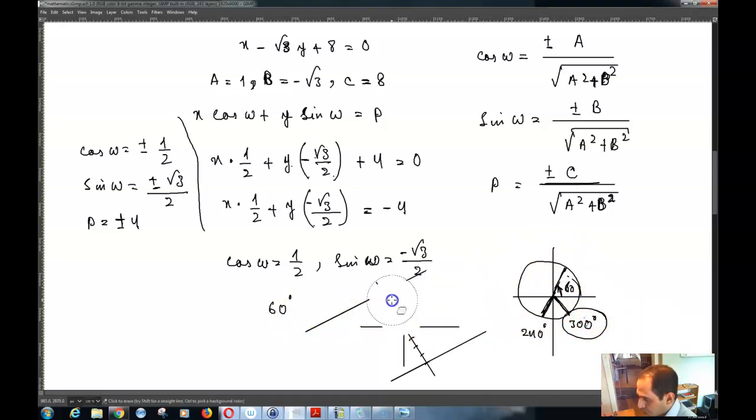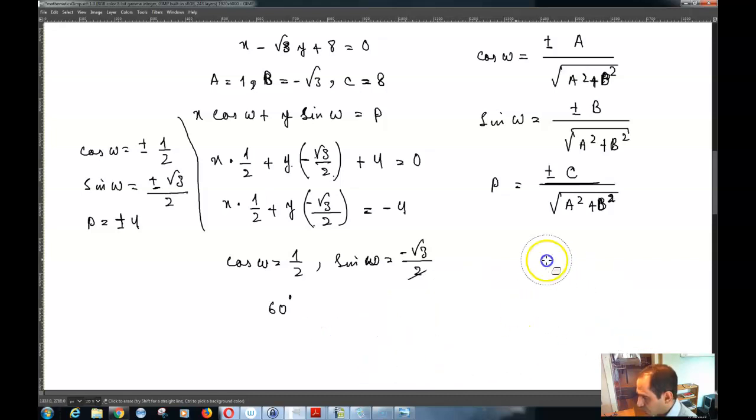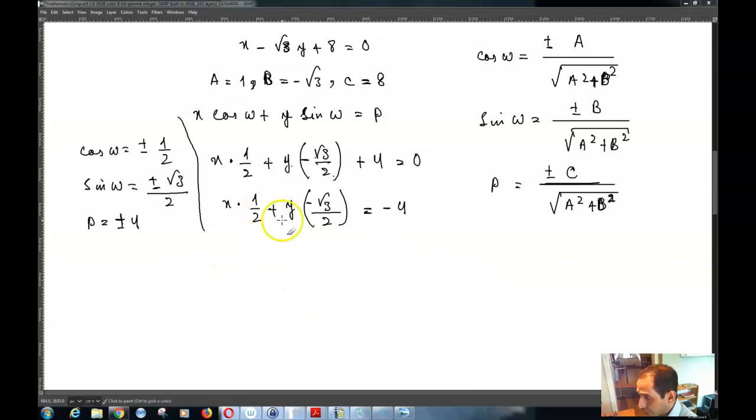So in order to take care of that, first you need to take care of this number that you have over here. What you need to do is multiply your whole equation by -1 so that this number becomes a positive number, because it's a distance. It's not supposed to be a negative number. So then you will get x times -1/2 plus y times positive square root of 3/2. Okay, so you can see that both of these did change, is equal to +4.